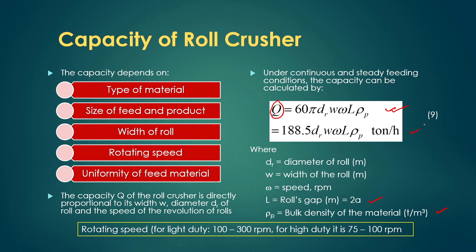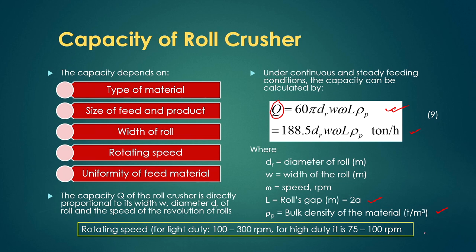In this case you have to remember that the capacity Q of the roll crusher is directly proportional to its width, the diameter DR of the roll, and also the speed of revolution of these rolls.